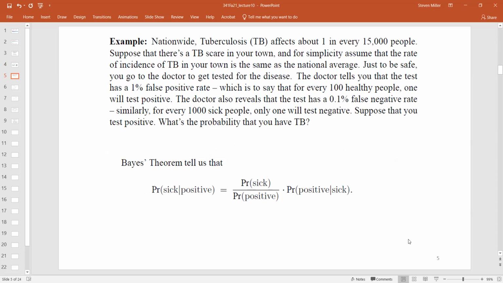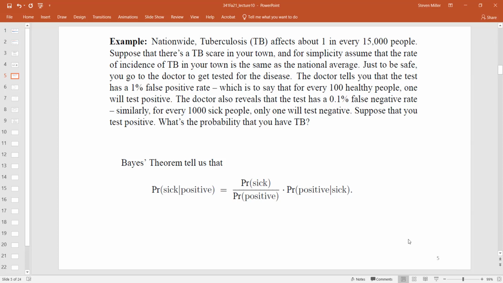So nationwide, tuberculosis affects about 1 out of every 15,000 people. Suppose there's a TB scare in your community. People think that it's running rampant. And let's assume that you go to the doctor to get tested. The doctor says it has a 1% false positive rate. So that means out of every 100 people who are healthy, 1 out of 100 will test positive, even though they don't have it.